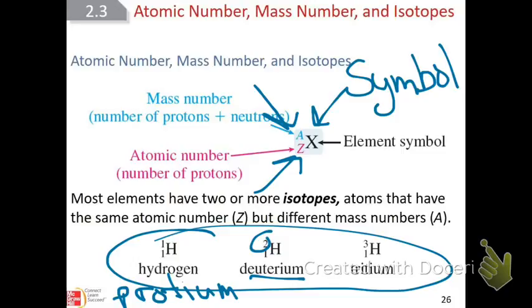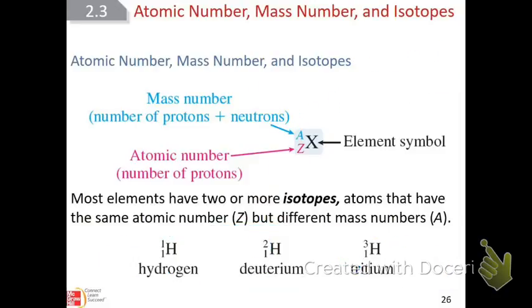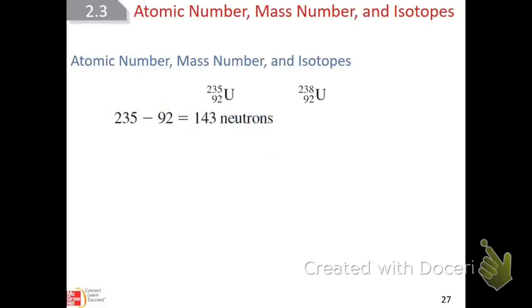And then very, very little in the universe is tritium. It contains the one proton that all hydrogen must have, but it also has 2 neutrons, hence the name tritium. And you can always find the number of protons and neutrons by subtracting.